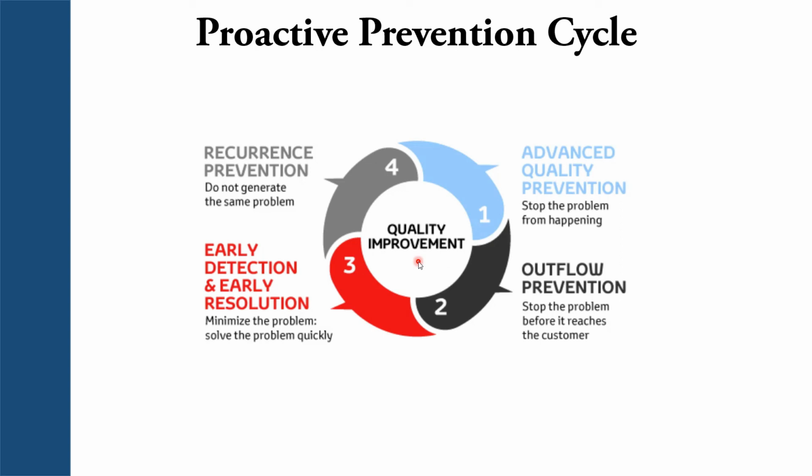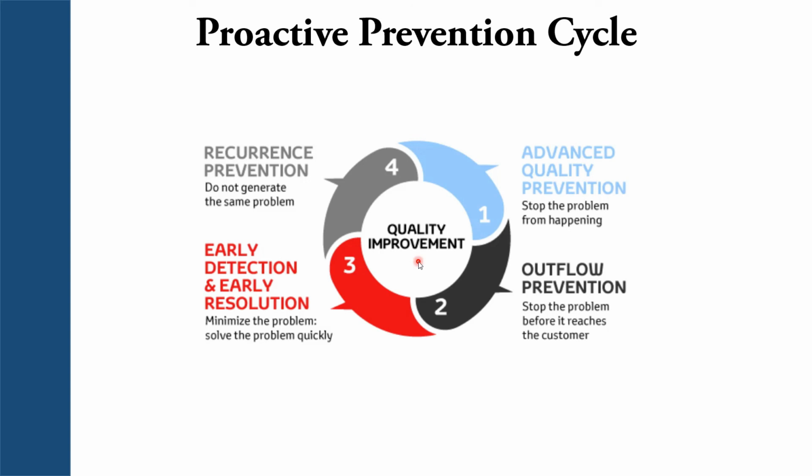For the proactive prevention cycle, again, in a different form. So you start with advanced quality prevention. So you stop the problem from happening. You're trying to predict what could happen if we do the design this way or we do the change that way. So you are trying to predict the problem and avoid it. Then you go to outflow prevention. So you stop the problem before it reaches the customer. Like if the problem is still in the factory, still in the engineering department, then you can still solve it.